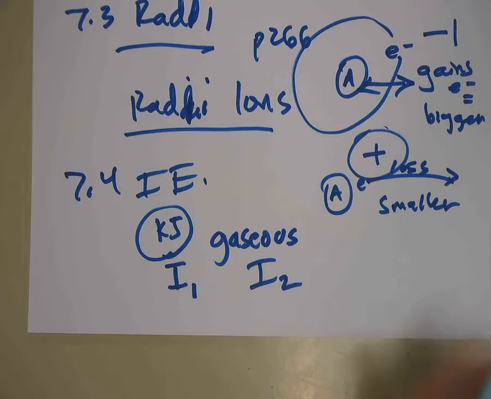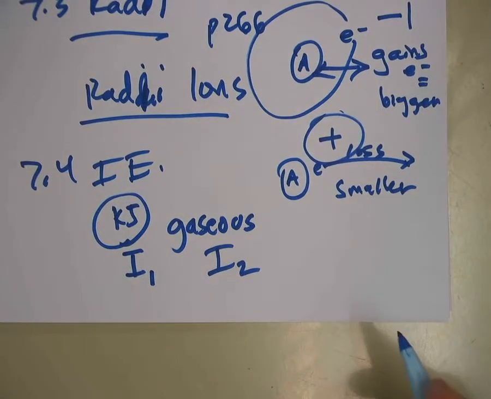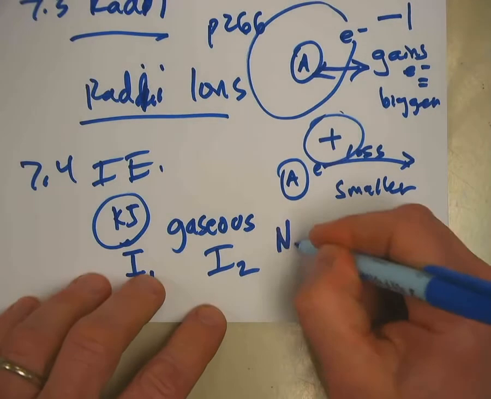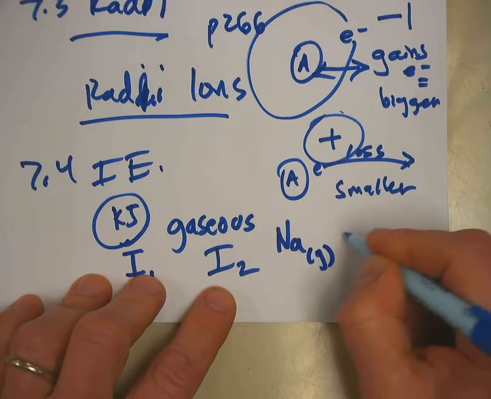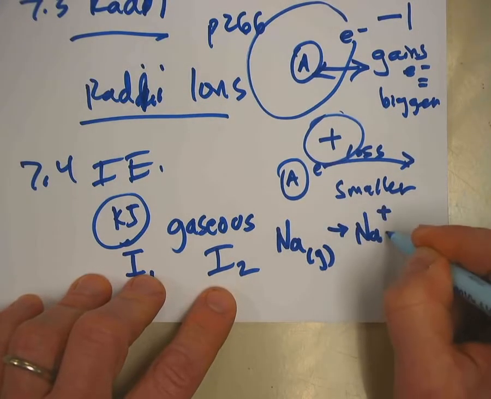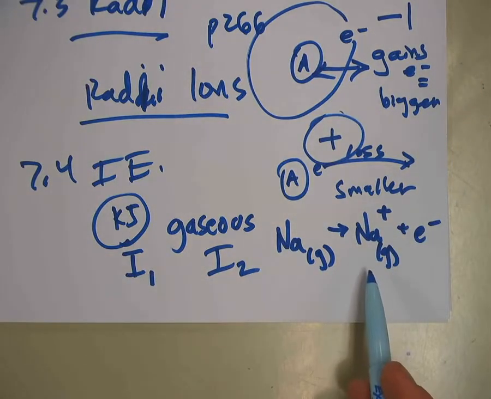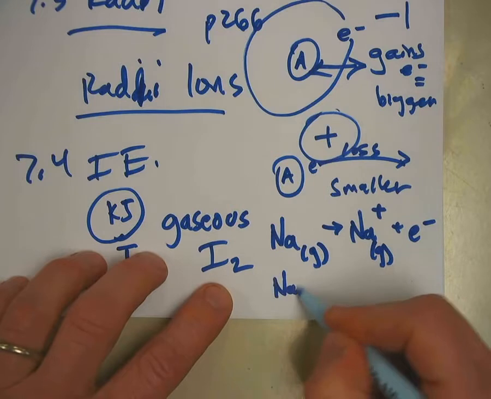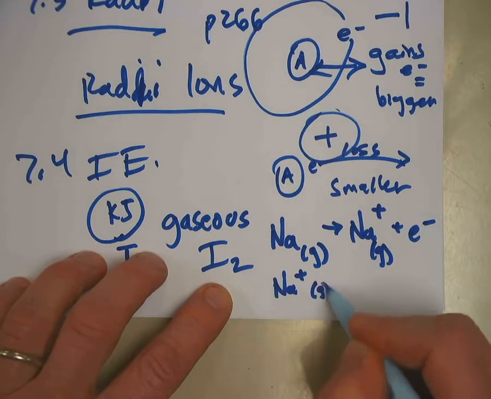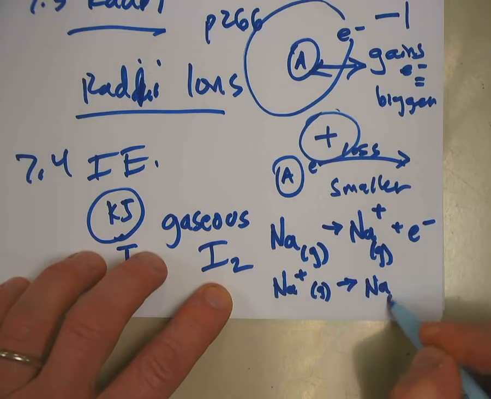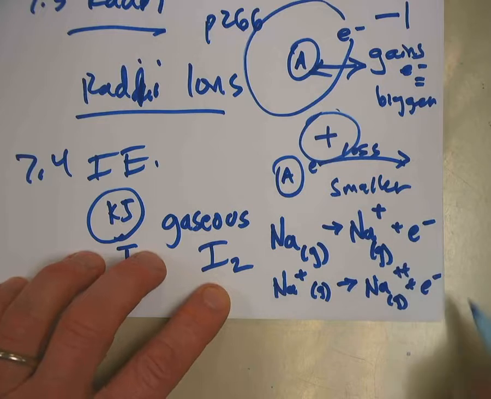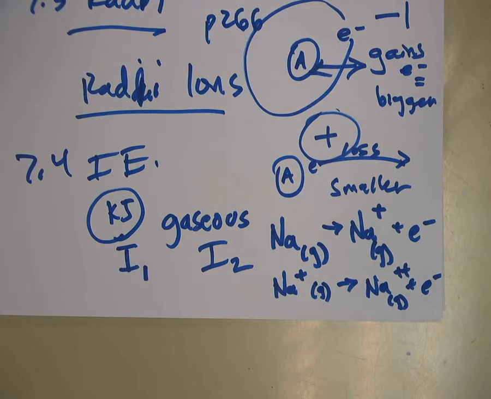Knowing the equation for ionization energy is many times critical to an easy point question. So for example, Na gas going to Na plus gas plus an electron would be the equation for the first ionization energy of sodium. Na plus gas going to Na 2 plus gas plus an electron would be the equation for the second ionization energy. Notice it's gaseous. Notice it's losing an electron, so the electron's on the right-hand side or product side.